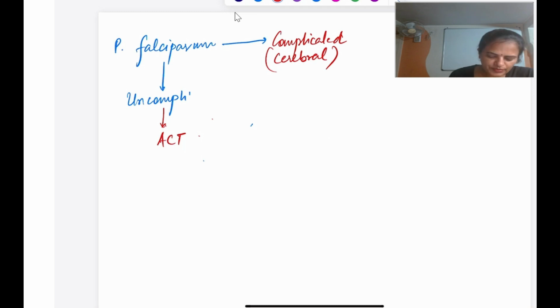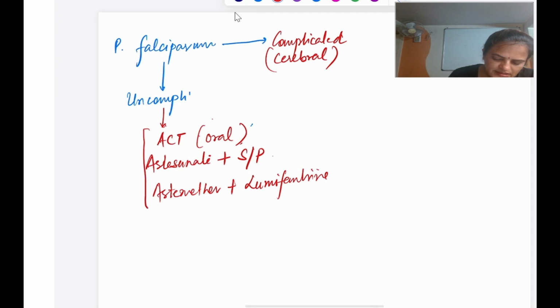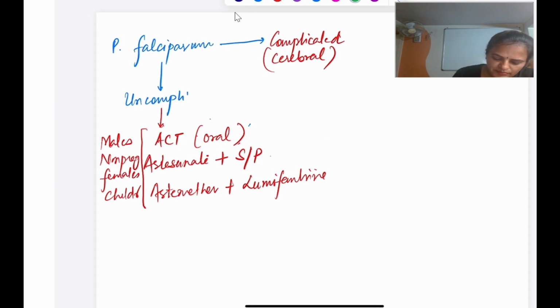Which combination are we going to prefer? We prefer artesunate with sulfadoxine pyrimethamine combination in all regions except the northeastern region, where we give artemether with lumefantrine combination. This we give by oral route. Artemisinin combination we cannot give during pregnancy. So in uncomplicated malaria, in whom can we give this? In male patients, non-pregnant female patients and children.